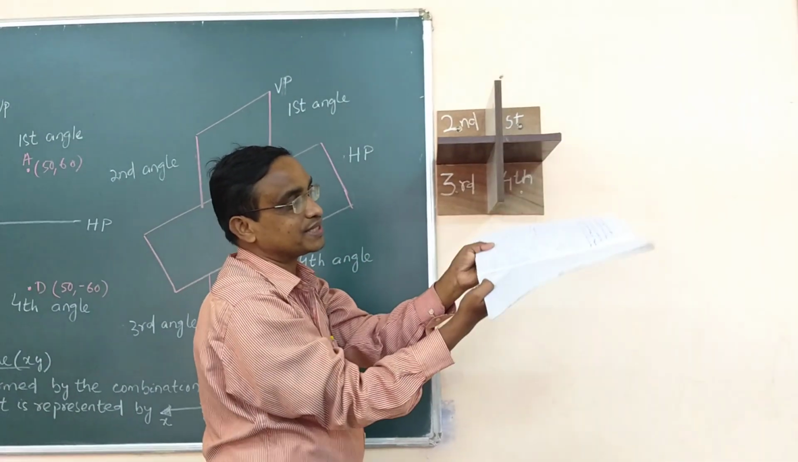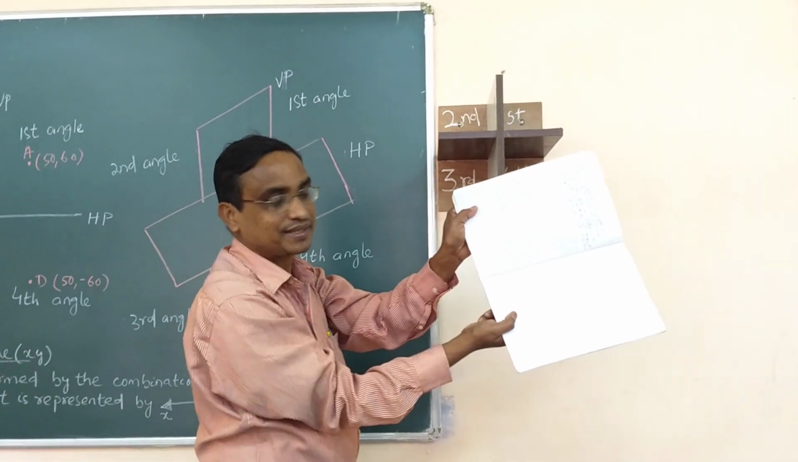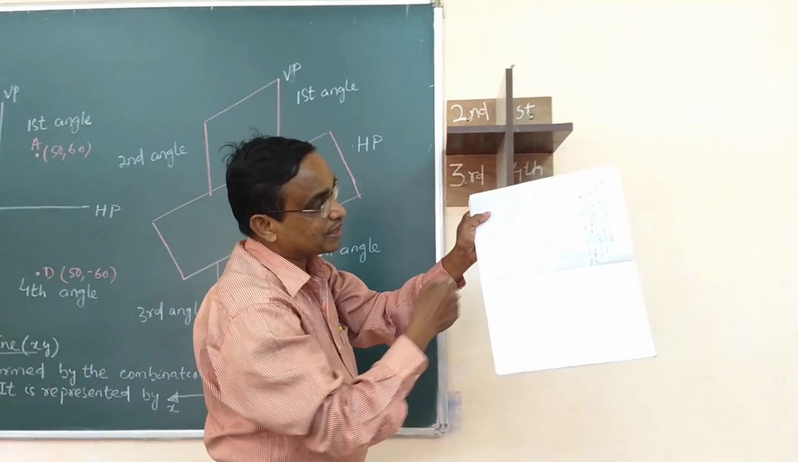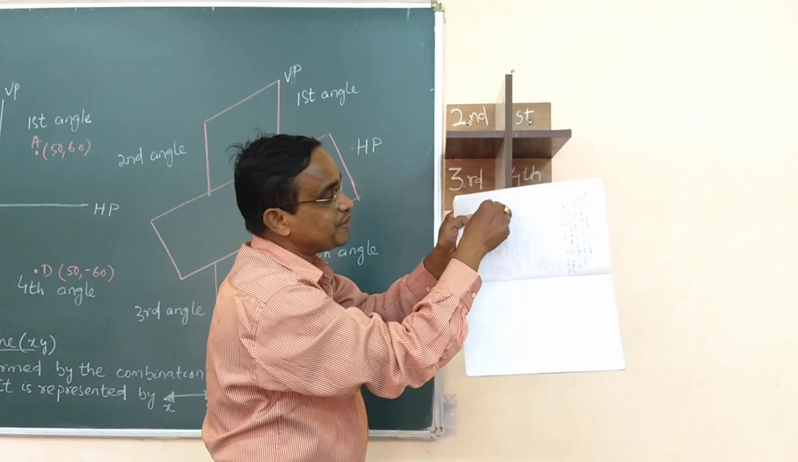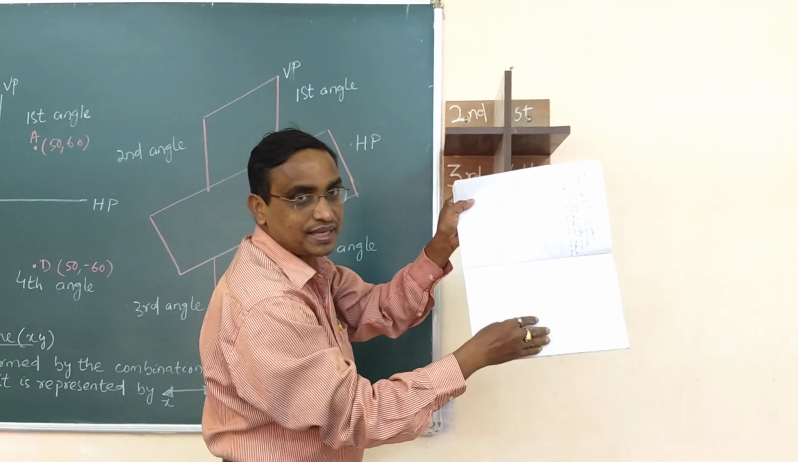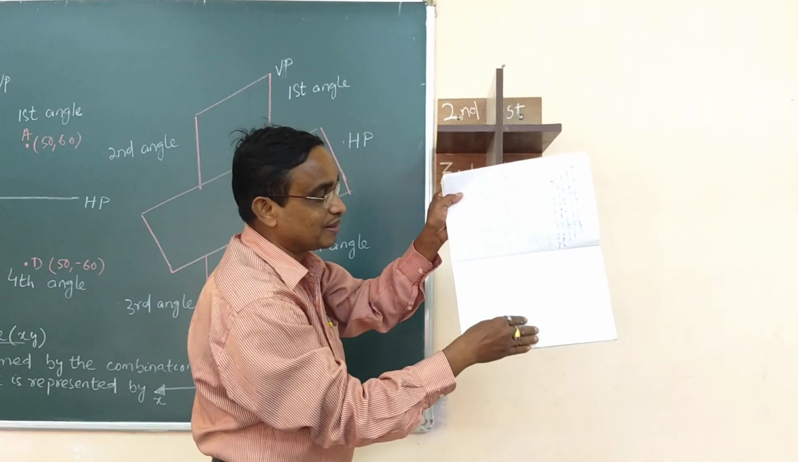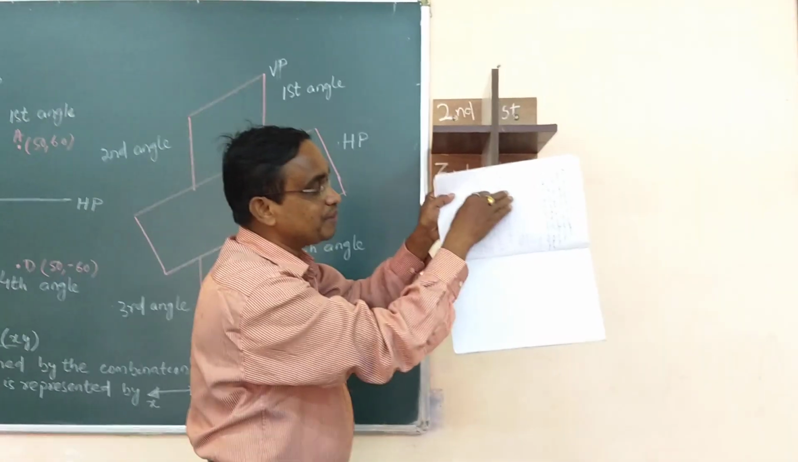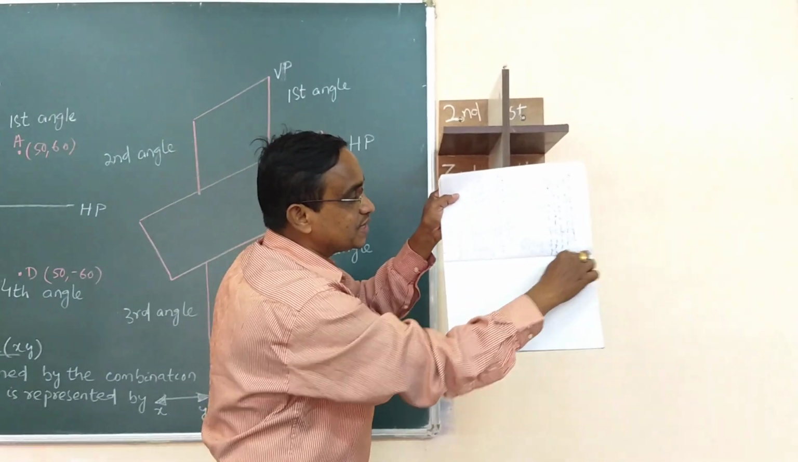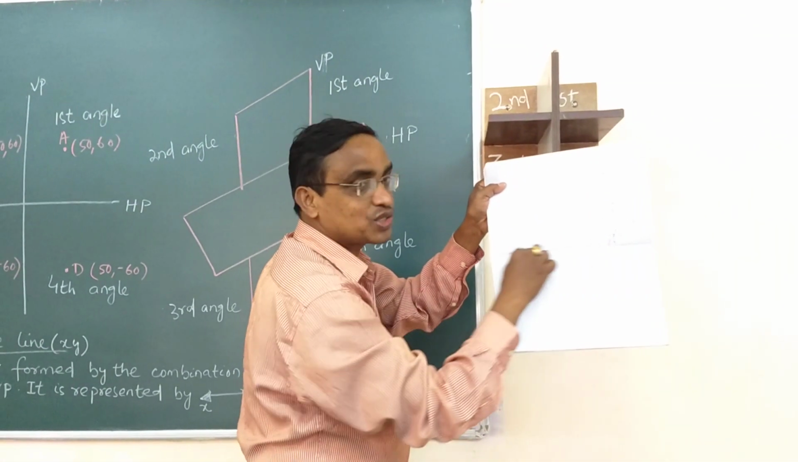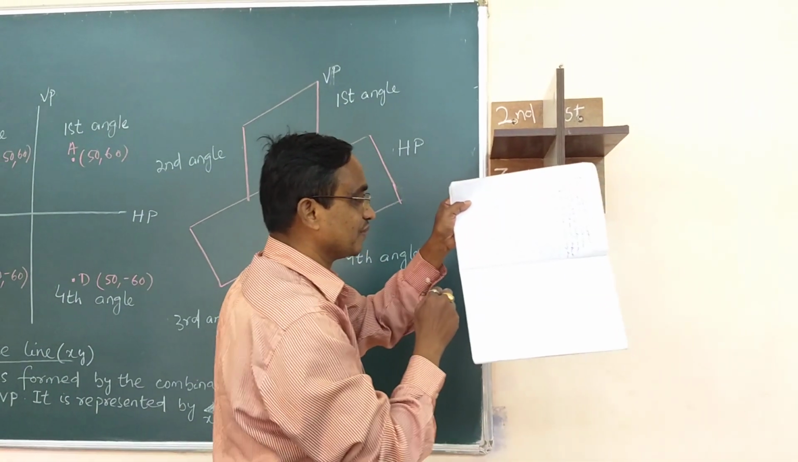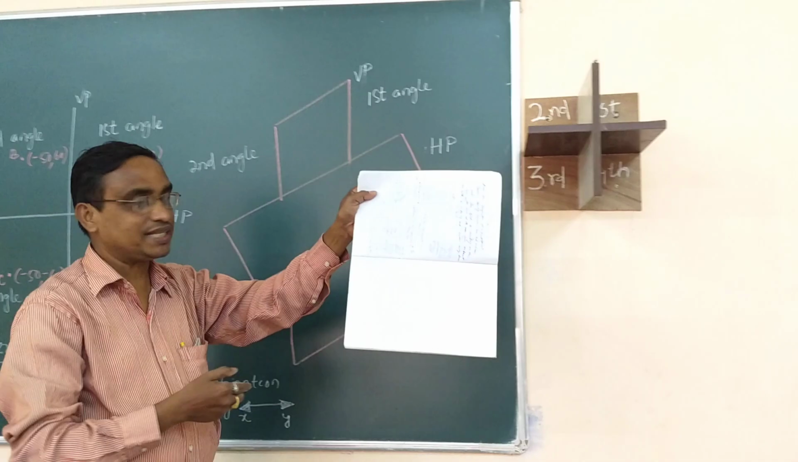Now this is your drawing sheet. You mark where this written page is my VP, and the plain page is my HP. Where HP and VP meet, a straight line is formed. That straight line is called reference line XY. This is my concept.